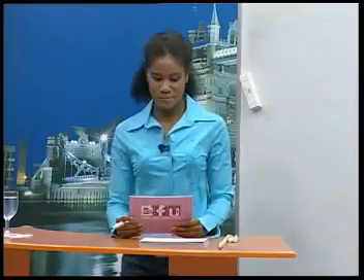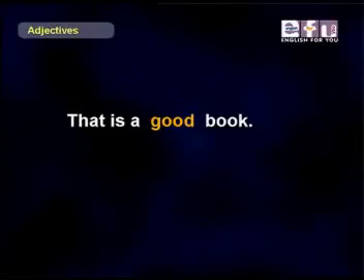All right, students, today we are going to review adjectives, and then we will learn about comparatives. What is an adjective, Sylvia? An adjective is a word that describes a noun. Very good, Sylvia. Can you give us an example? Sure, that's a good book. Good is the adjective. It describes a book. Very good. That's a good book. In this sentence, good is the adjective.